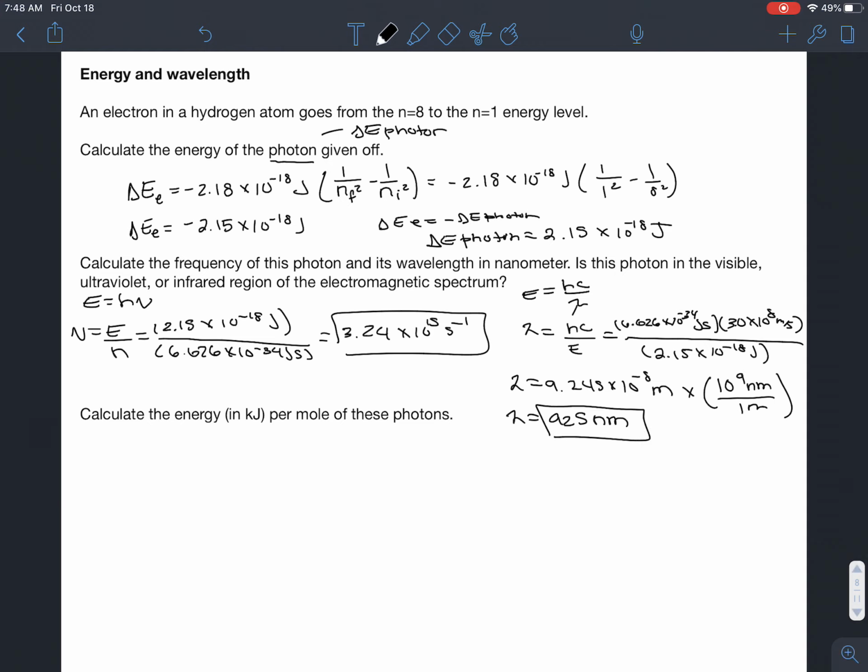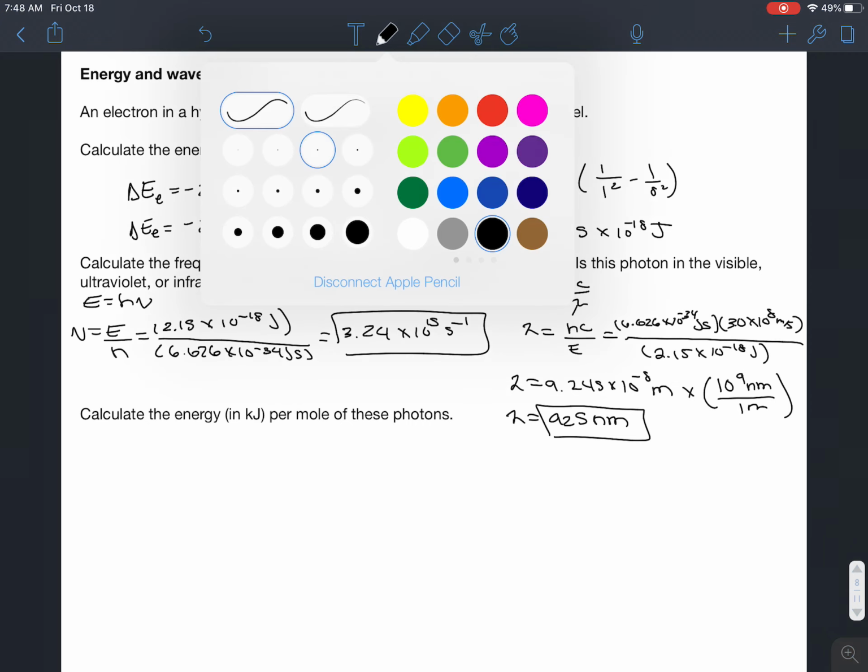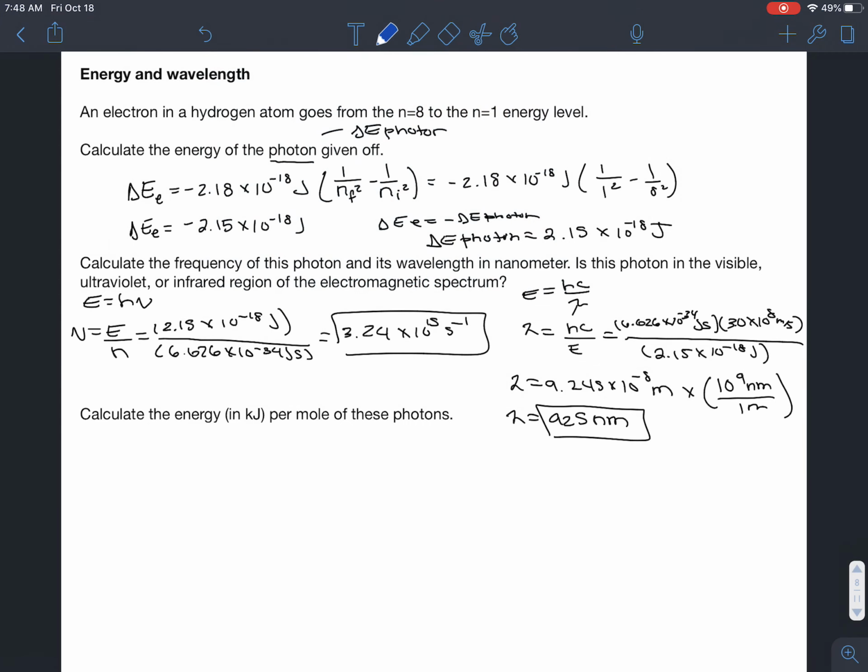Now I want to know, is this in the visible, ultraviolet, or infrared region? Well, I know that visible is 400 to 700 nanometers. And this is pretty much the highest that it goes, so this is visible light.